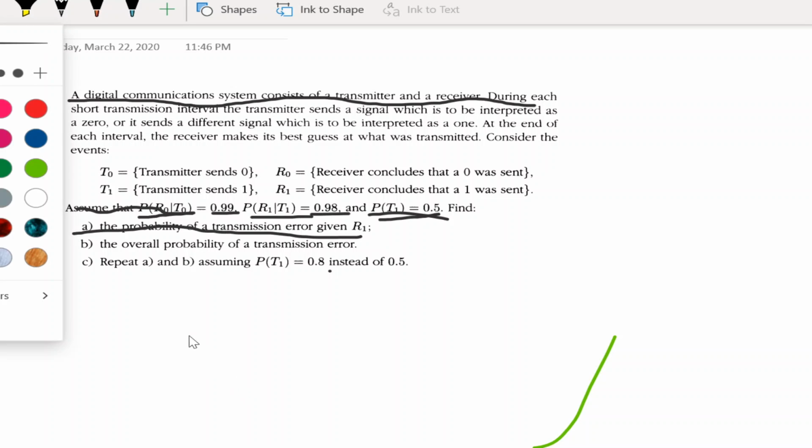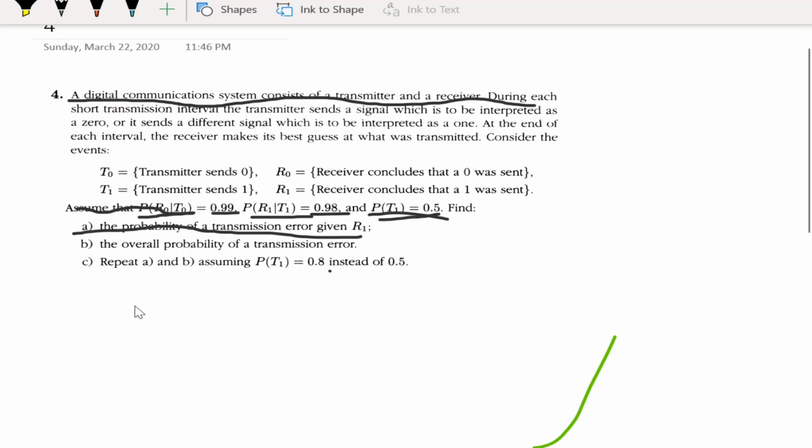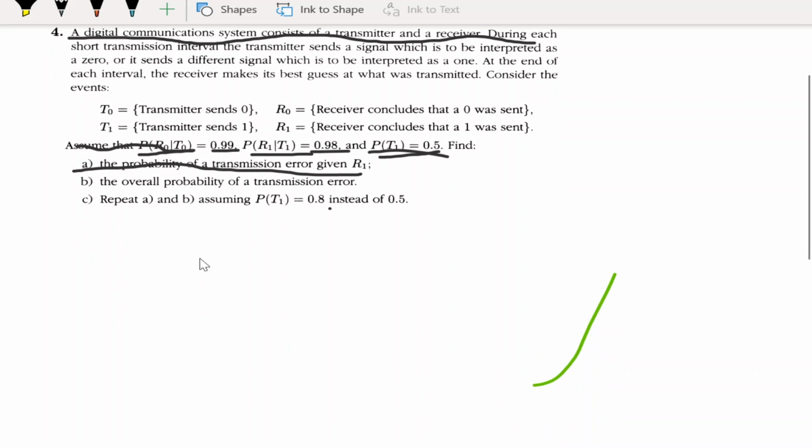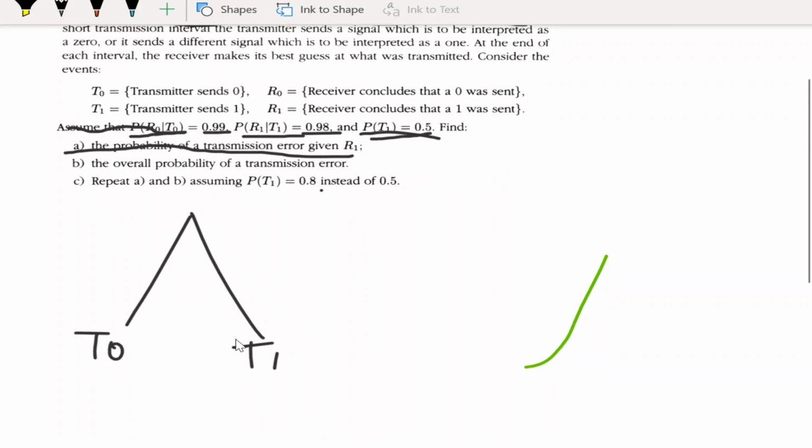I'll assume you already read the problem, so I'm not going to bother doing that. Cool. So, first let's draw a tree diagram. We're given R0 given T0, so I guess let's start with the T's, and then we'll stem down to the R's.